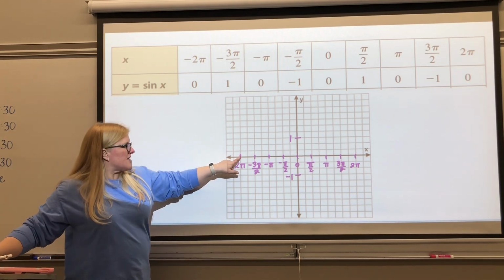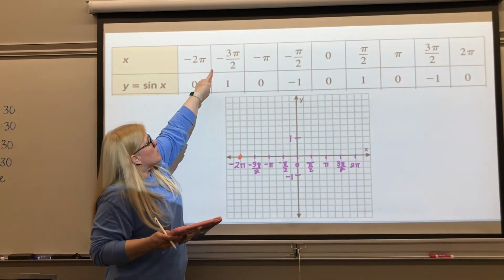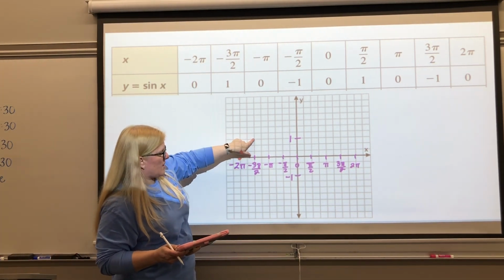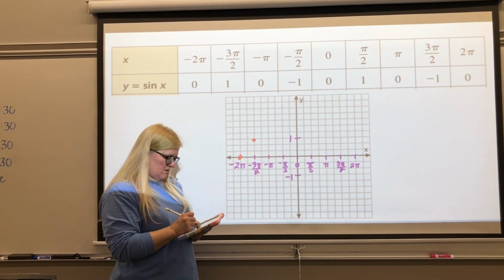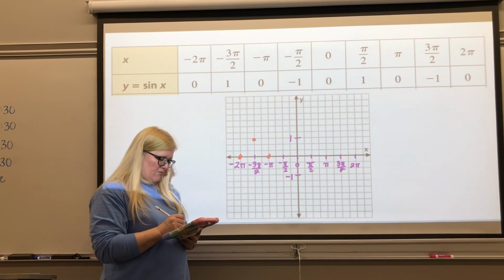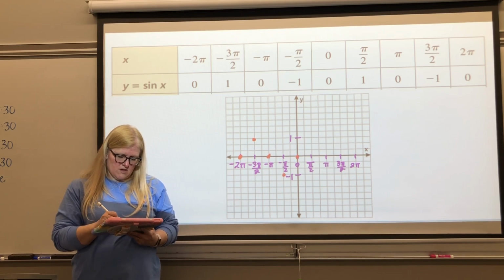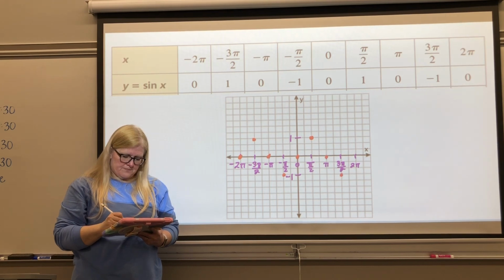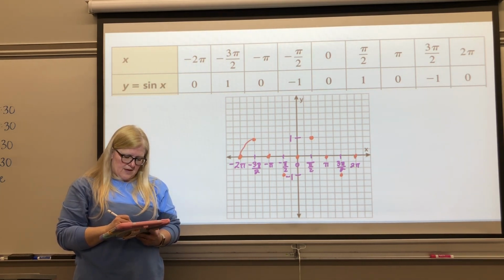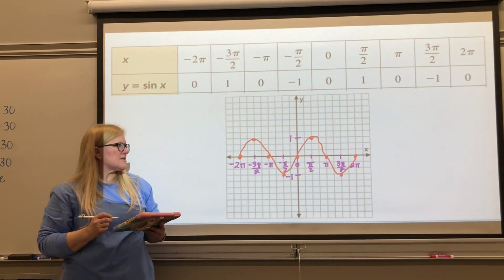So -2 pi, 0 will be right here. -3 pi over 2 and 1 will be right here. -pi, 0 is here. And I just keep going. -pi over 2 is -1. Then I come up to 0, 0, pi over 2, 1, pi, 0. You can see I'm going like this, right? Like a wave. And it looks like that.